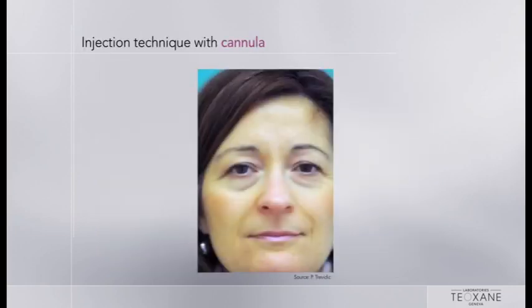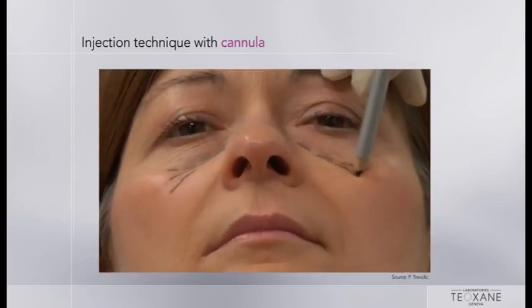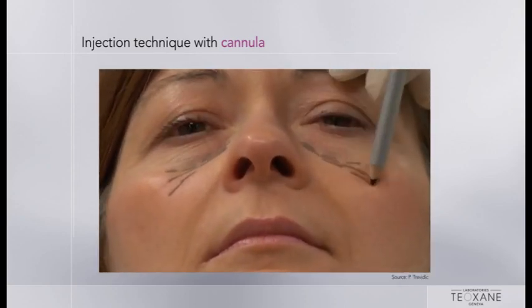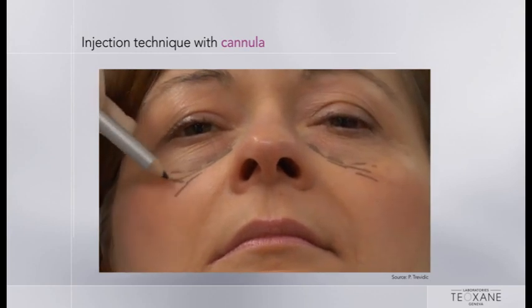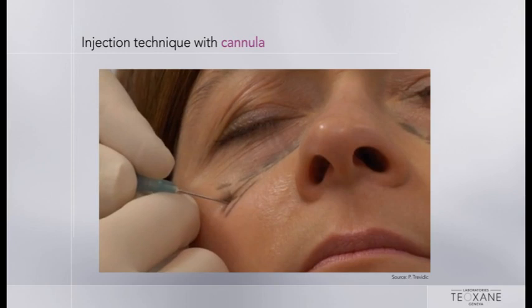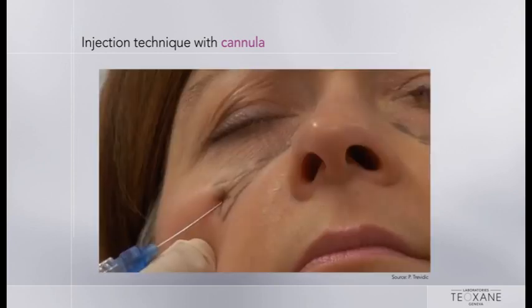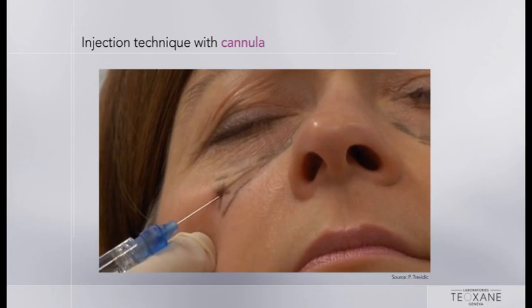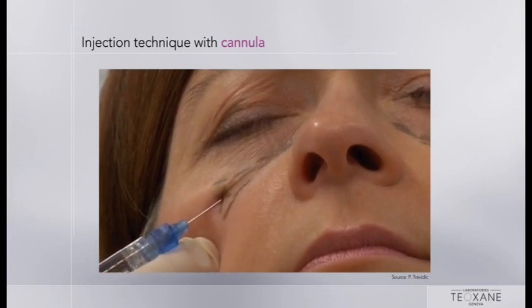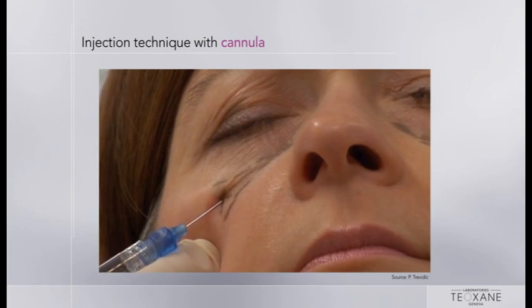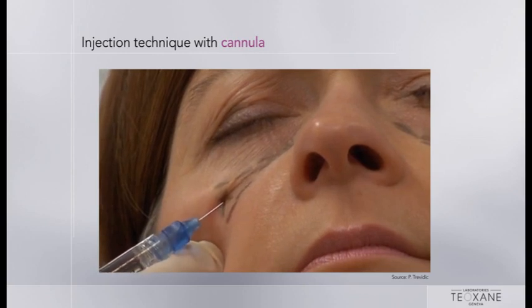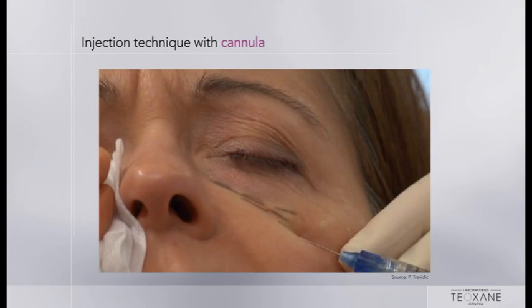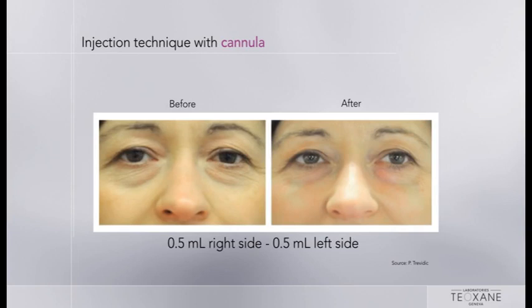In this last case, where we will inject Redensity II using a cannula, we can see that the tear trough is very marked. This is why the injection will not only be done in the tear trough, but also below it, to restore continuity between the eyelid and the cheek. The technique remains the same. The injected product Redensity II achieves the results you see before and after.